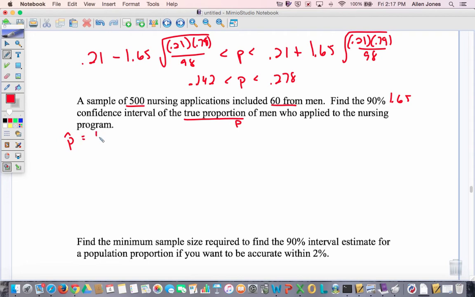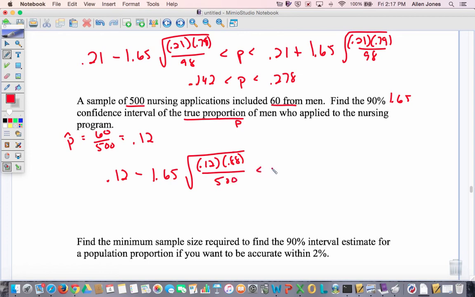So in this case we'll come over here to the side and calculate P hat by taking 60 and dividing it by 500, and that will get us a sample proportion of 12%. So P hat is 12%. Our confidence interval, our z-score is 1.65. Then we have 0.12. The complement of 0.12 is 0.88. We divide that by our sample size, which is 500.